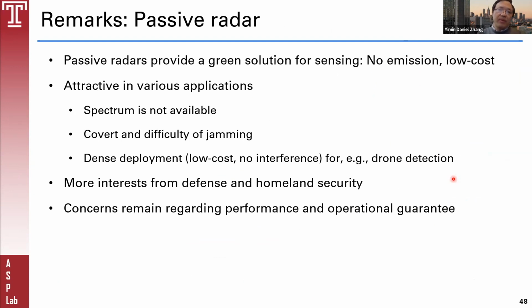Okay, to summarize the passive radar part, passive radar provides a green solution for radar sensing because it does not emit signals and it can be implemented at low cost. So it's really attractive in many applications, particularly when you do not have the spectrum, and it's covert. It's also difficult to jam because it is difficult to identify, and it is much easier to have a dense deployment, for example for drone detection. At this moment, I think we see more interest from the defense and homeland security sectors, and there are also concerns that remain regarding the performance and the operational guarantee, because again, the radar does not have control of the sources.